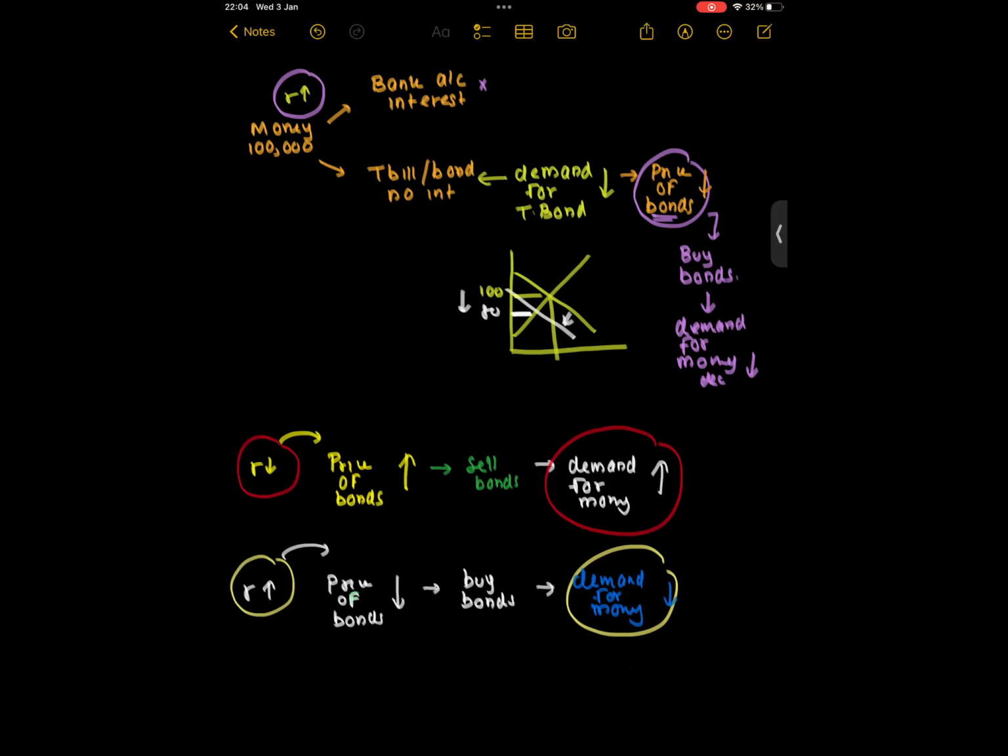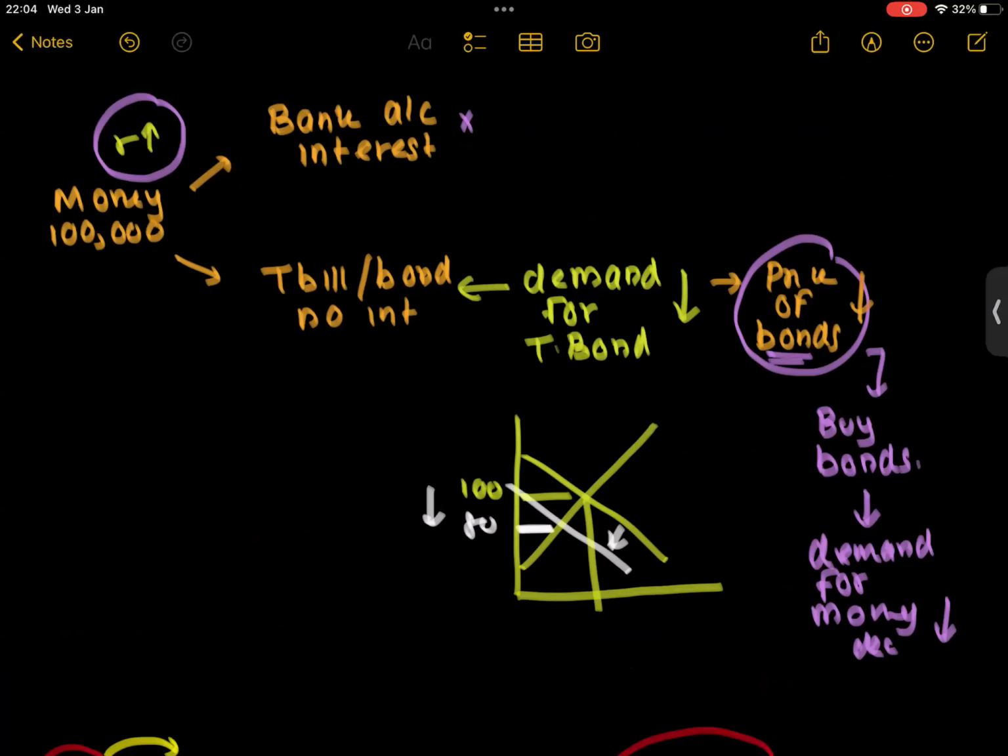Demand for money goes down because you're buying the bond. When you buy the bond, you're giving money, right? You don't just get something. Whatever money you have, you give when you buy the bond. So now you don't have money with you. That's why your demand for money has gone down. Demand for money is how much money you have with you in the form of cash. The moment you buy a bond, now you don't have money with you.